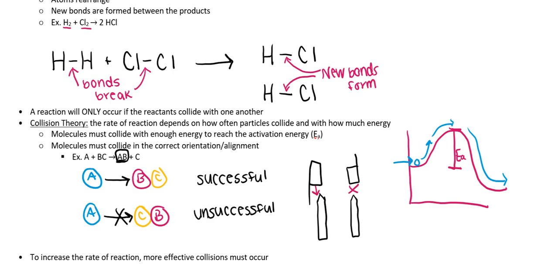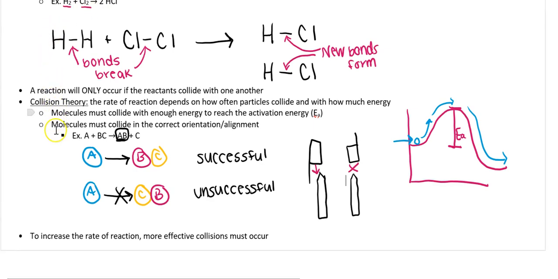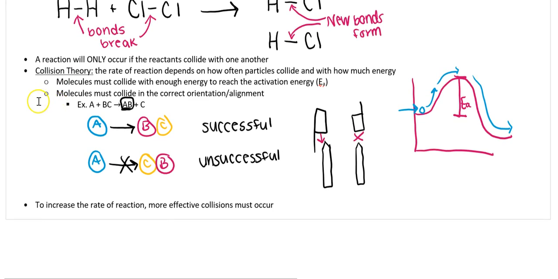In our next lecture, we're going to talk about the rate of reaction, which is how quickly a reaction occurs. So in order to increase the rate of reaction, more effective collisions must occur. So the more successful collisions we have, the more reactions can occur, the faster the reaction is going to occur.